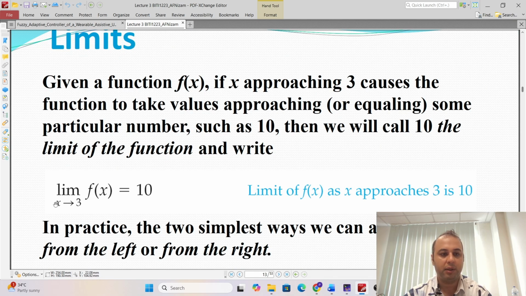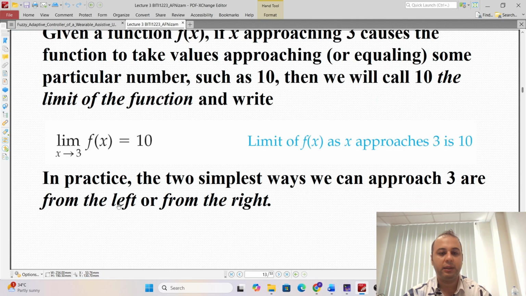You can see in the picture on the screen that the limit as x approaches 3 of f(x) is equal to 10. It means, given a function f(x), if x approaching 3 causes the function to take values approaching or equaling some particular number, such as 10, where 10 is a constant, then we call 10 the limit of the function and we write it like this.